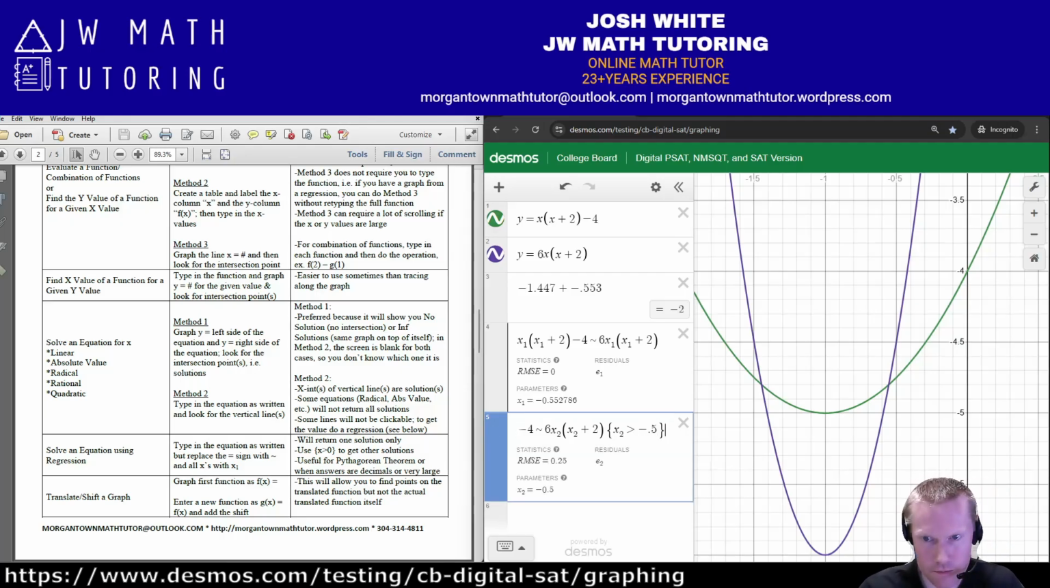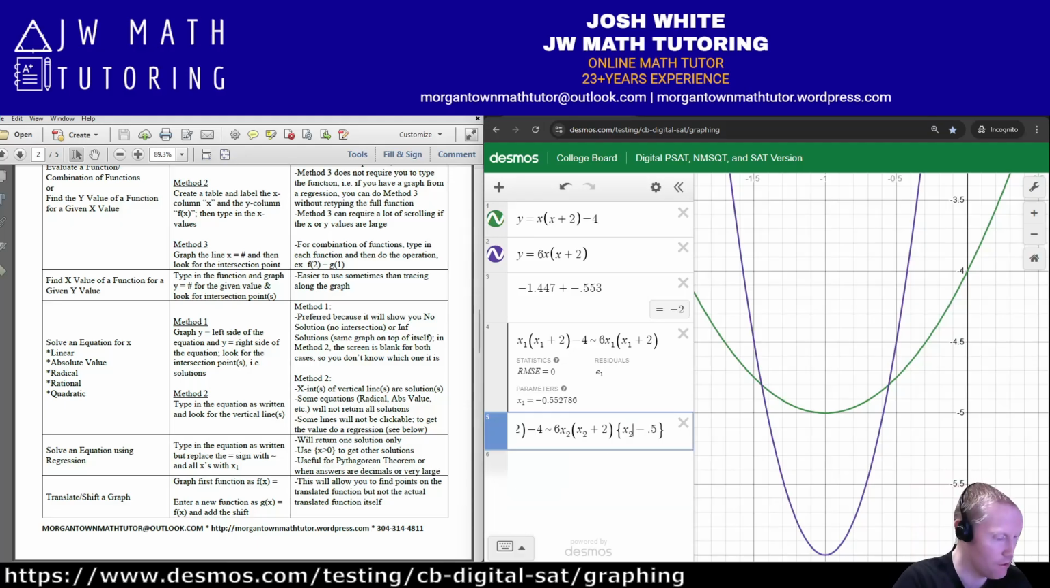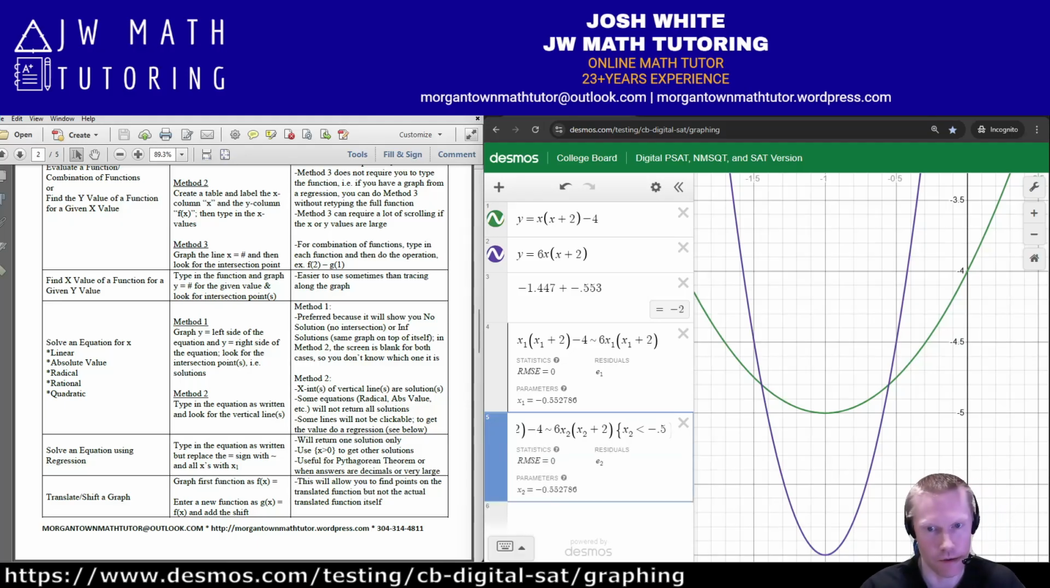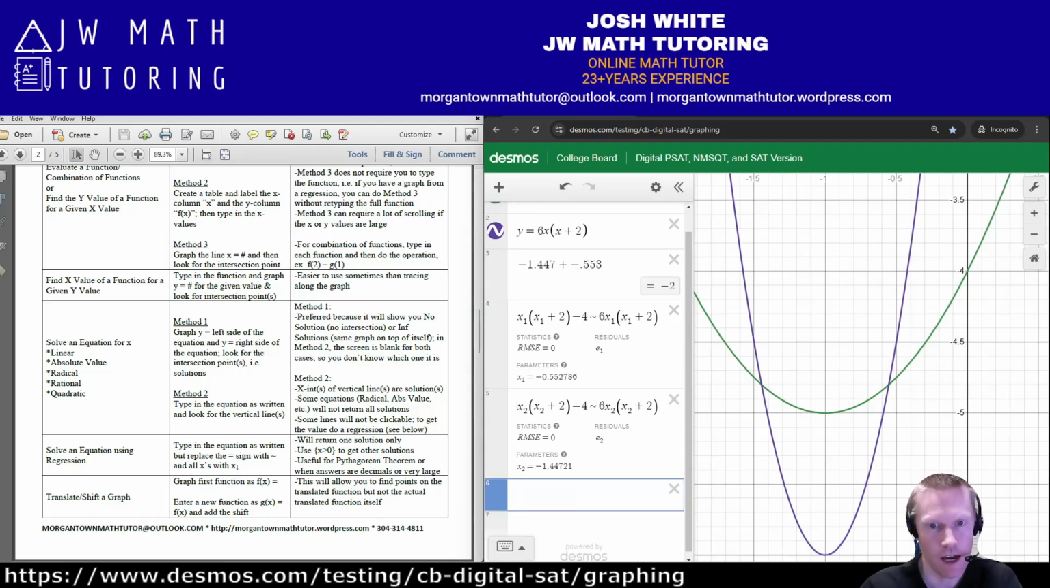Sorry, no, I want the other way. I want it less than it. There we go. I want the one over here that's like the negative 1.447. Okay, so now I have the two exact decimal values stored together.